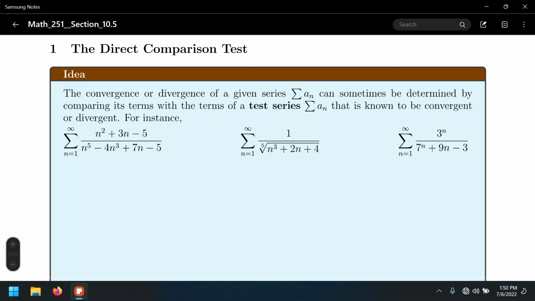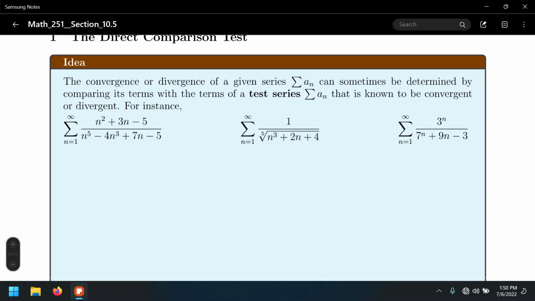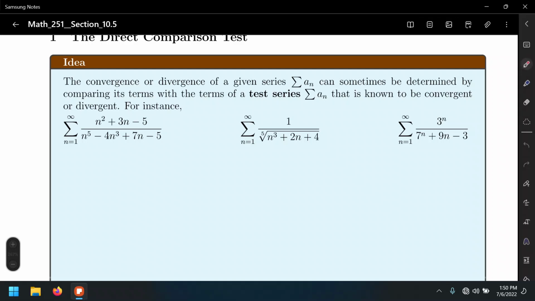Okay, so what's the idea? So number 1, let's say we are to determine the convergence or divergence of this series. Well, the series right here looks like the following series. n equals 1 to infinity of n squared over n to the 5th, which is equal to 1 over n cubed. Okay, what about the series 1 over n cubed going from 1 to infinity?